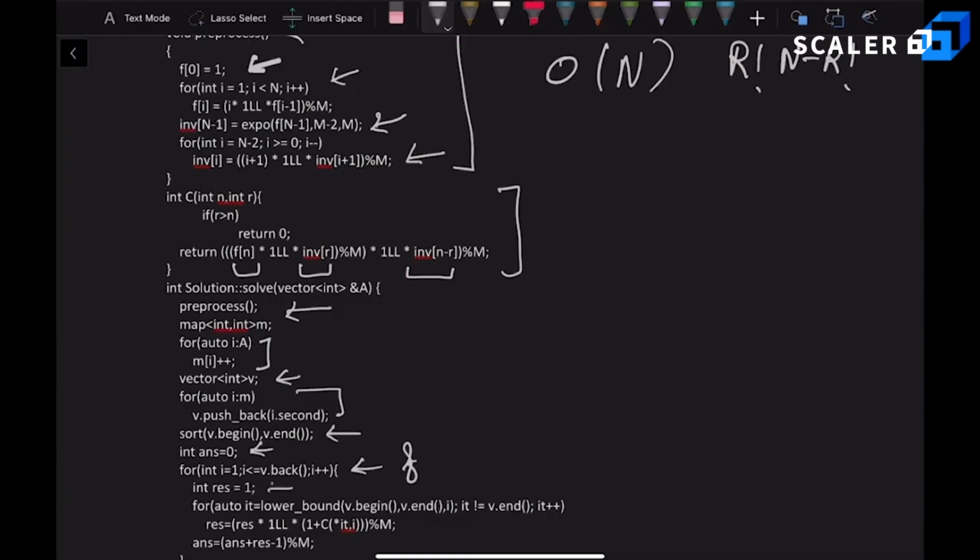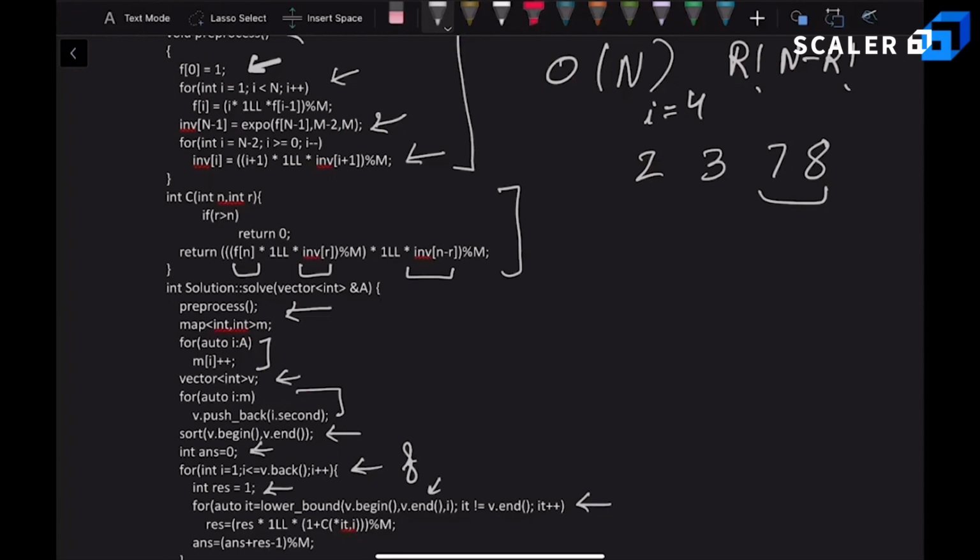I'll assign result as 1. Now I'll iterate over the vector only for the elements which are greater than or equal to I, because for less than I, their contribution will only be 1. So for example, if our list was 2, 3, 7, 8 and current I is 4, we'll only consider elements 7 to 8. And since our list is sorted, we'll use lower bound, and lower bound returns the smallest value which is greater than or equal to I.